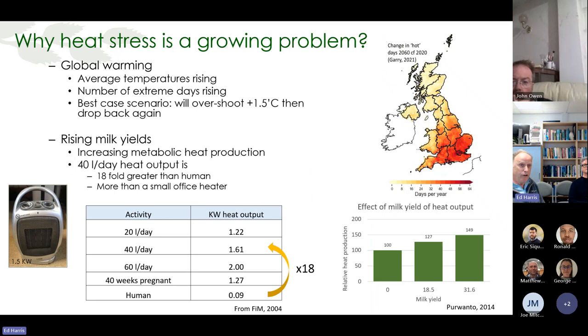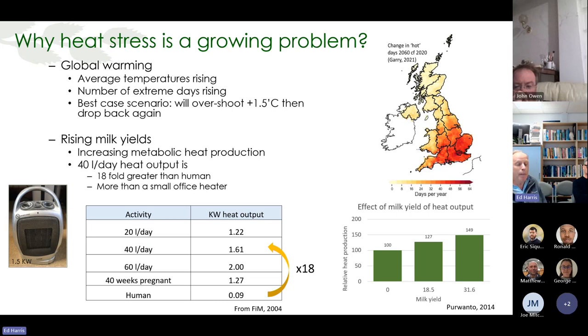So why is it a growing problem? The stock answer is global warming. We can use that to answer just about every question. And with global warming, yes, average temperatures are rising and we're getting more heat waves. This slide probably needs revising. The best scenario now is we'll probably overshoot 2 degrees centigrade, I guess. The thing that affects cows is this inefficiency of breaking down cellulose in grass into usable end products.